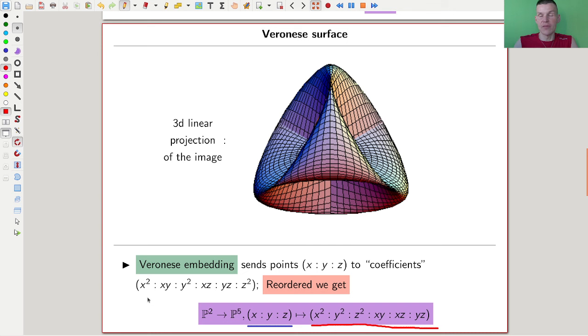It's an embedding of the projective space, so the projective plane into projective 5-space, and if you project that down, you get the so-called Roman surface, which is a famous topic in topology. But anyway, it doesn't matter, so for this video at least.